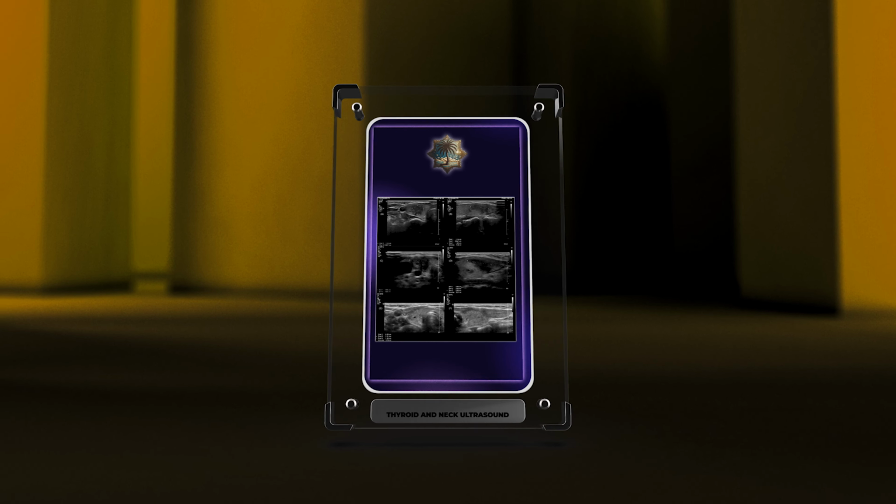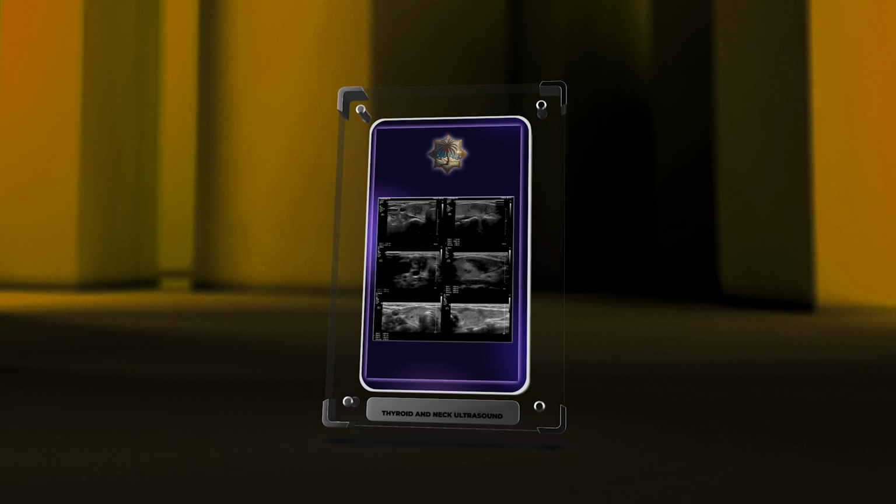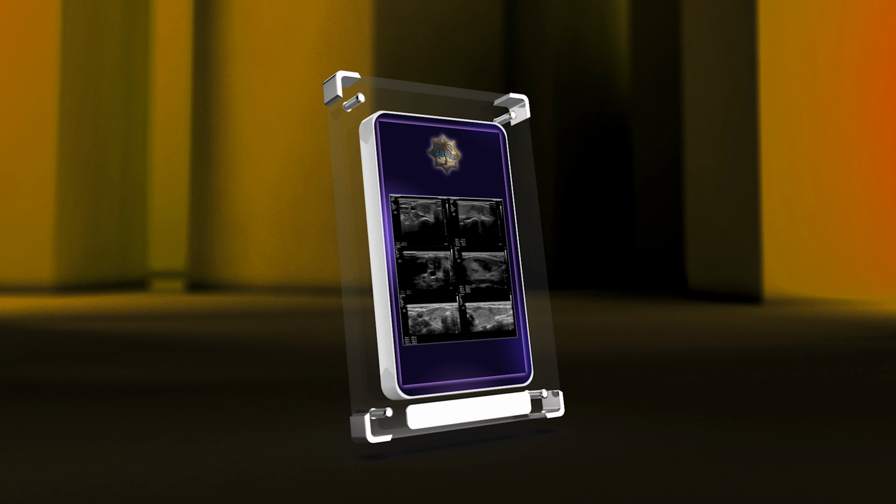Thyroid and neck ultrasound is essential for accurate diagnosis and patient management. Radiologists play a crucial role in providing comprehensive reports by integrating clinical information, ultrasound findings, and an evidence-based approach.